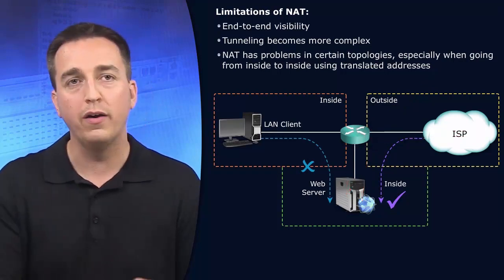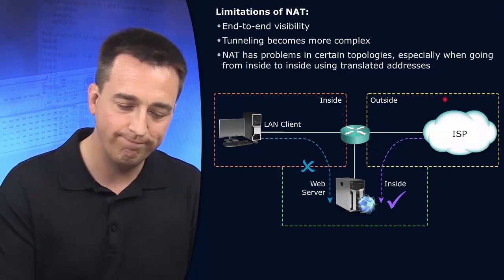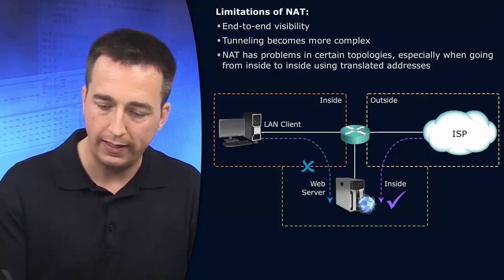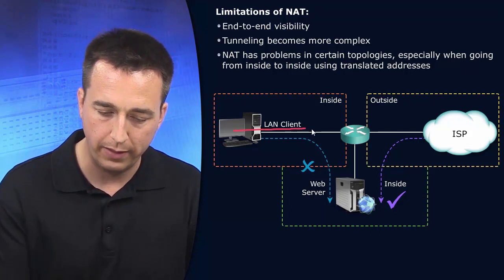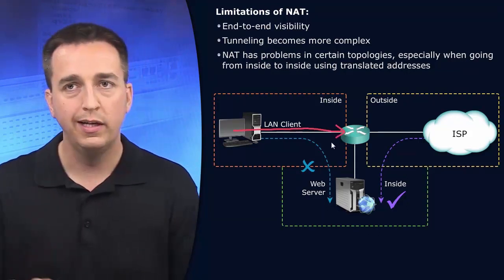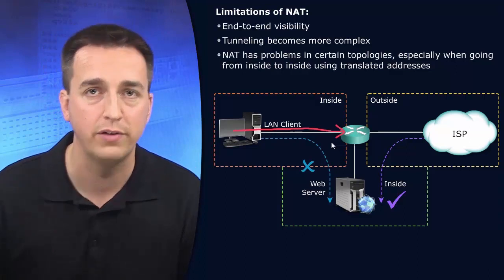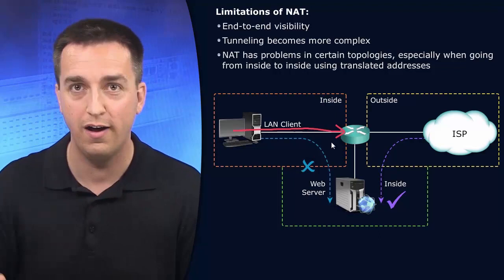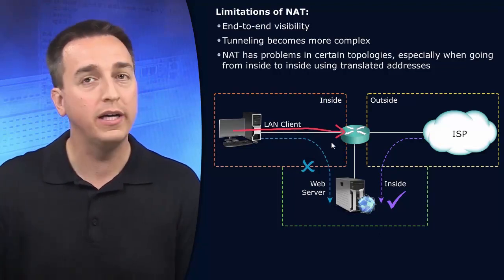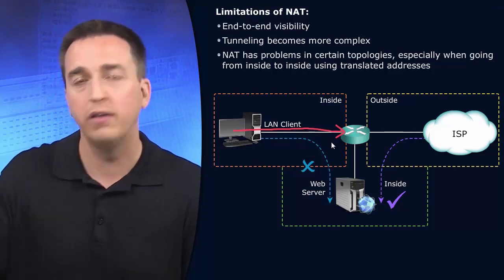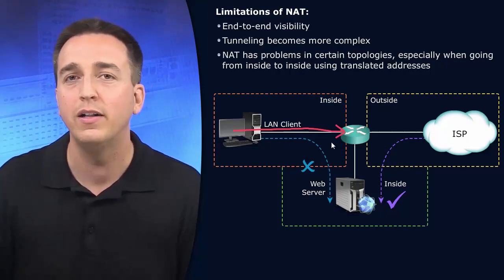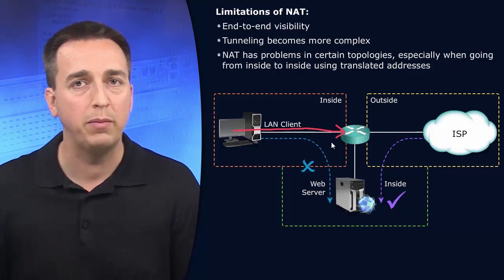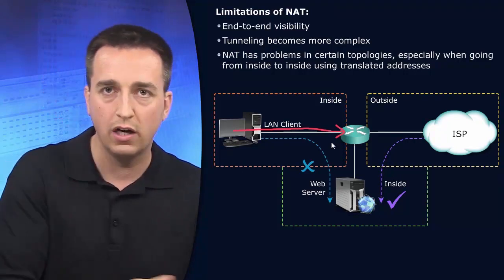However, from our internal clients, things aren't so rosy for them. And here's the reason why. They send a packet, and that packet arrives at the router. And what does the router do? The router looks at the destination IP address. And what is the destination going to be? It's going to be the public IP address of the web server, because we would have typed in www.whatever the web server's URL is, and DNS would have given back the public IP address. So the destination is the public IP address. The source is our private IP address.